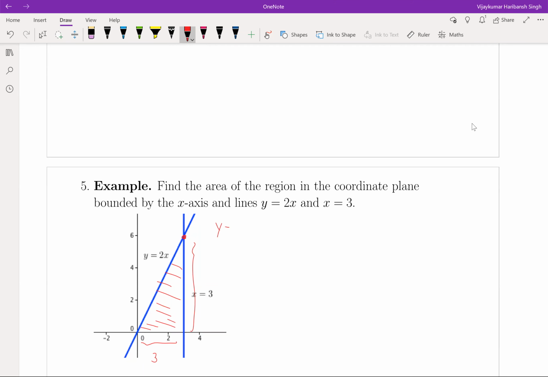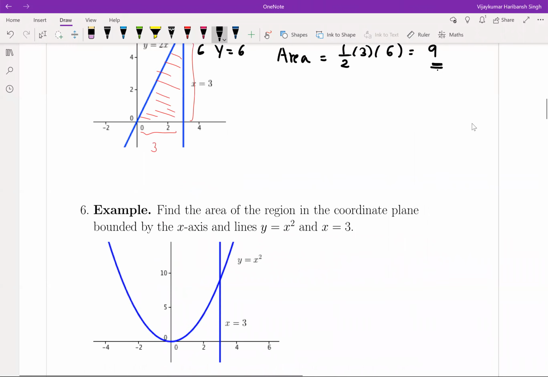So when do they intersect? You have to solve these two together, and solving these two together means substituting x equals 3. So you get y equals 6. So this is going to be 6, the y value. And the area in this case is going to be half times the base, which is 3, and the height is basically 6. And that is going to be 9 square units. Okay.